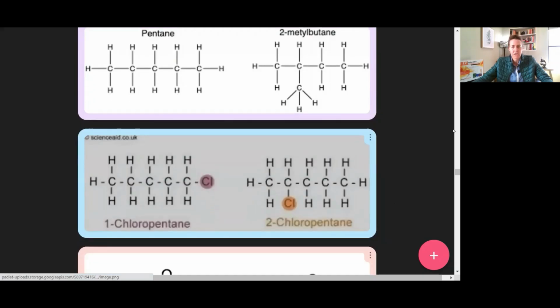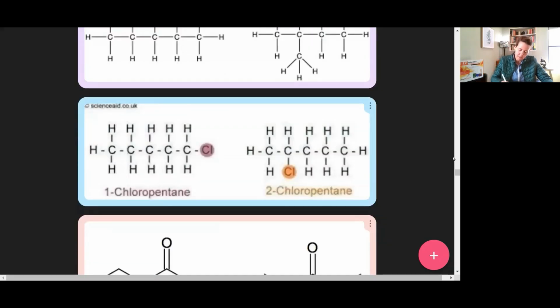What type of isomers do we have in this pair here? We've got 1-chloropentane and 2-chloropentane. So the only thing that has changed was the position of the chlorine substituent. So, of course, these are positional isomers.